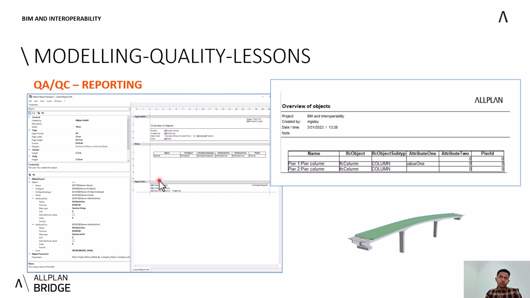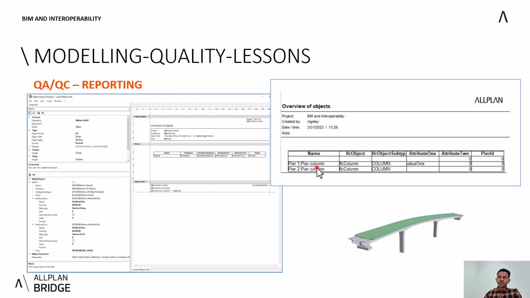Okay, so we are talking about the modeling quality in lessons. While we do the modeling, for example, we just modeled the 2 peers here and there, and we want to check if everything that we did is correct. That means we want to check the geometry, and also the attributes or the information attached to the geometry. So we can quickly generate a report only for the peers, and check if everything is according to the plan.